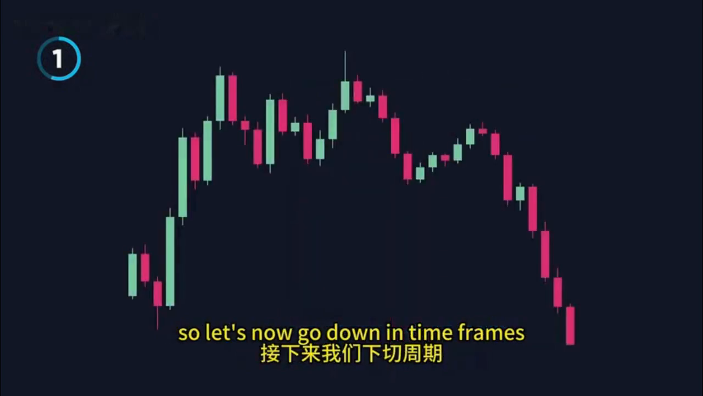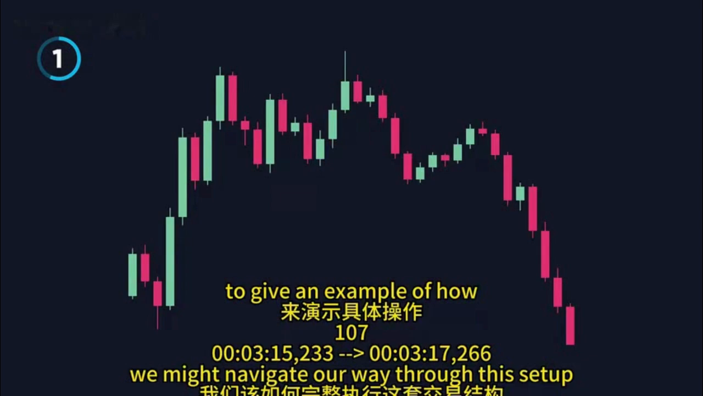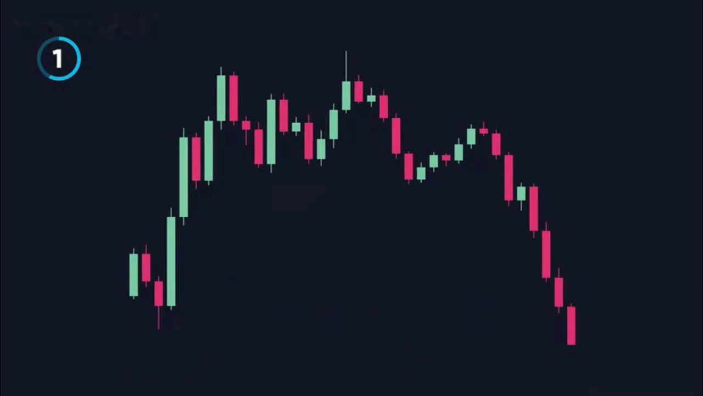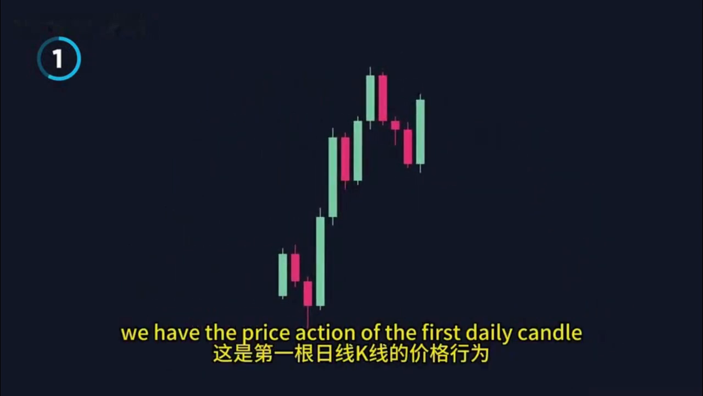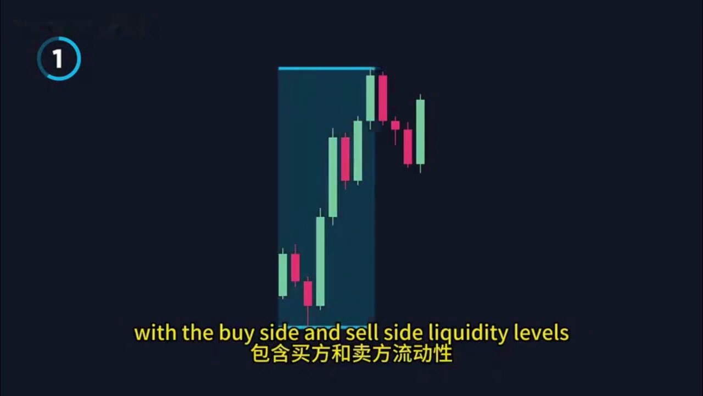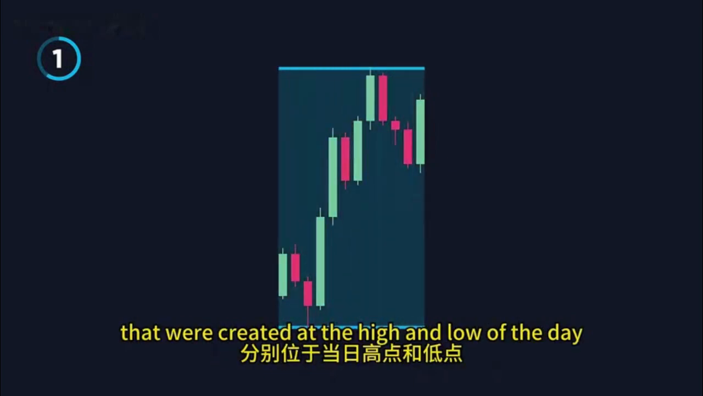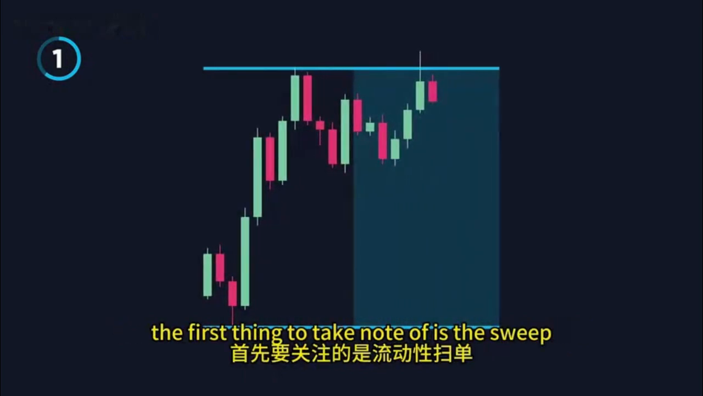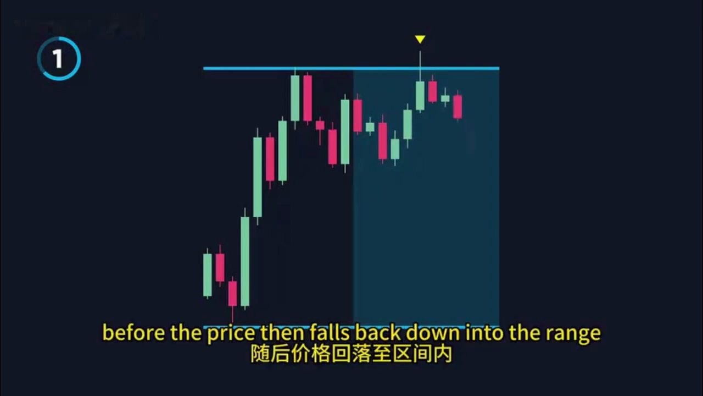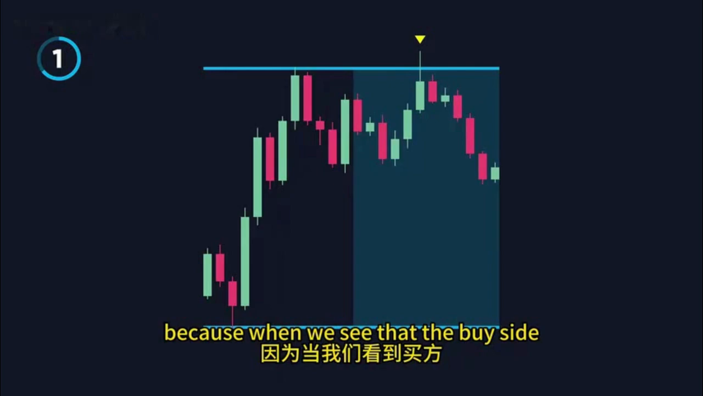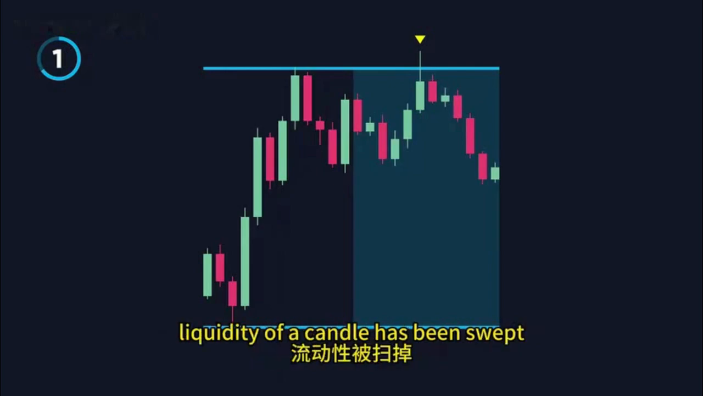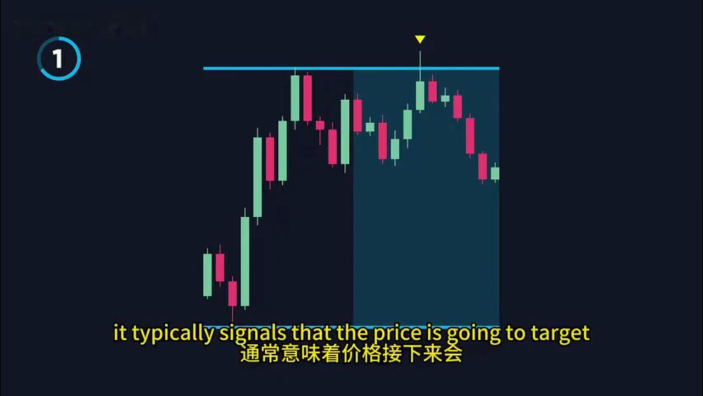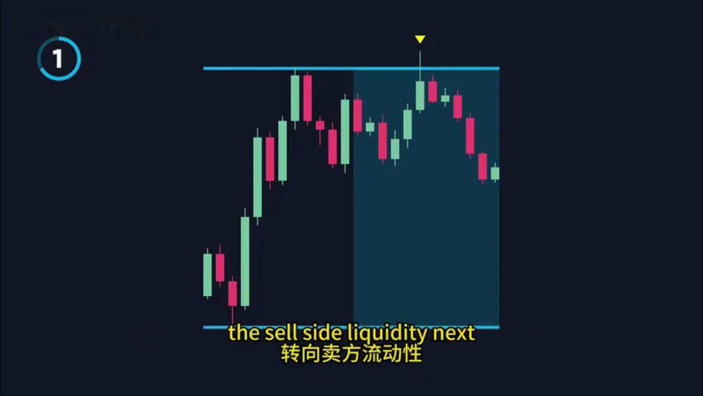So let's now go down in time frames to give an example of how we might navigate our way through this setup. So here we have the price action of the first daily candle with the buy side and sell side liquidity levels that were created at the high and low of the day. And when we move on to the second daily candle, the first thing to take note of is the sweep on the buy side liquidity before the price then falls back down into the range. This is important because when we see that the buy side liquidity of a candle has been swept, it typically signals that the price is going to target the sell side liquidity next.